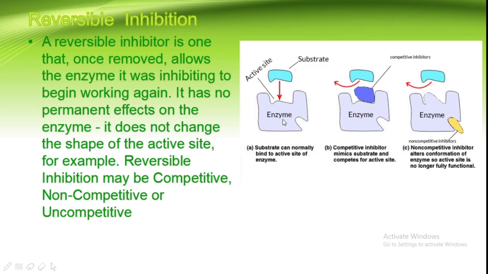Here, this is the enzyme, the substrate, the active site, then the competitive inhibitor, which competes with the substrate for the active site. Here, the non-competitive inhibitors alter the formation of the enzyme, so the active site no longer fully functions.